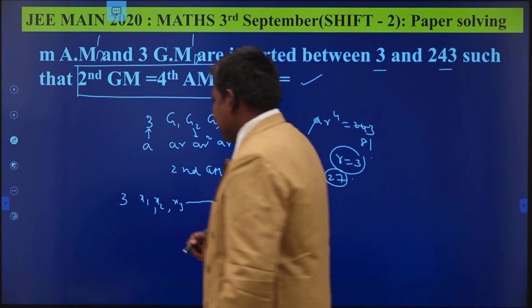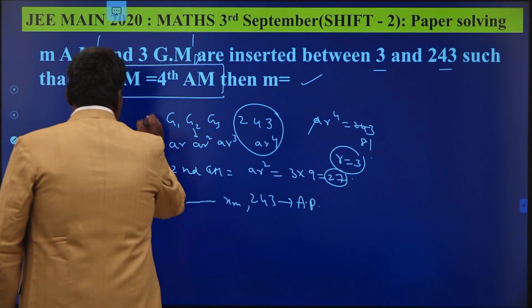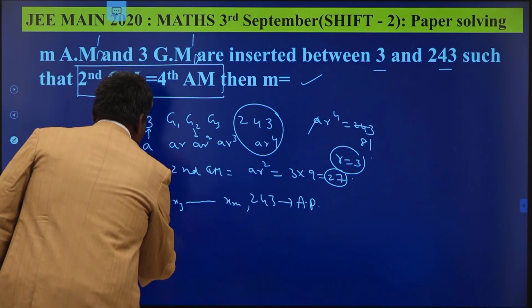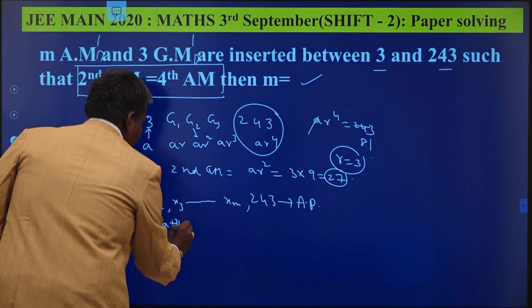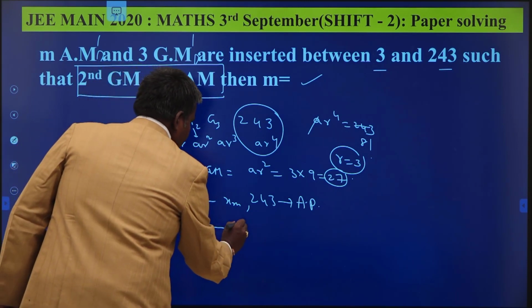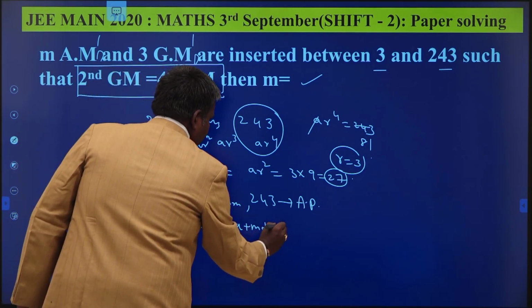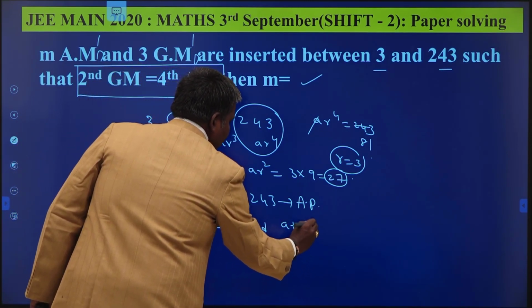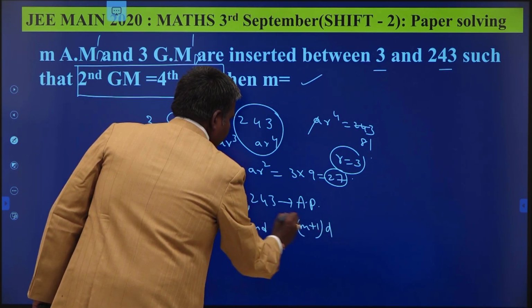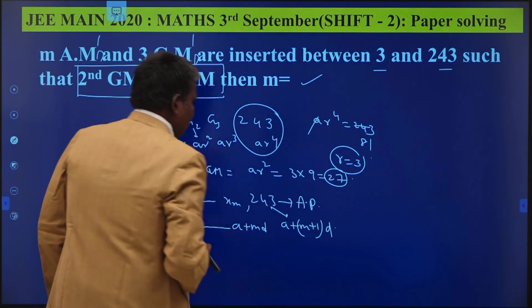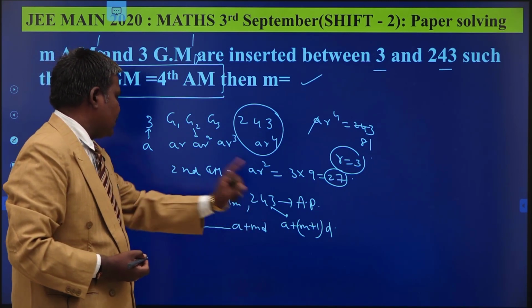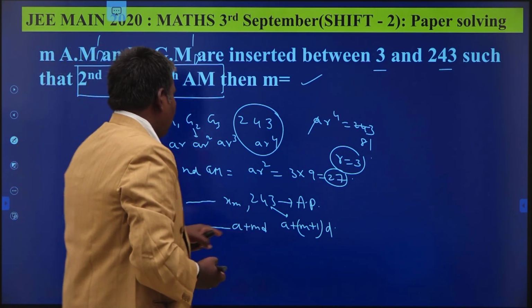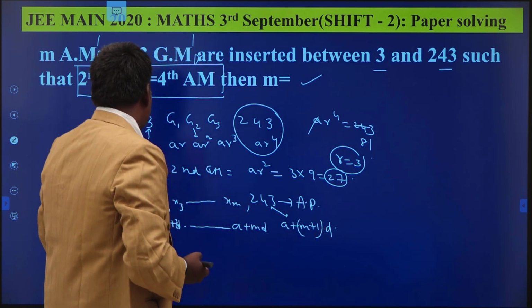So say this is A. Already we take 3 as A. This is A plus D, A plus 2D, and so on up to A plus MD, and then A plus M plus 1 into D. This is x1, A plus D, x2, A plus 2D, in this manner. So the last term is A plus M plus 1 into D.